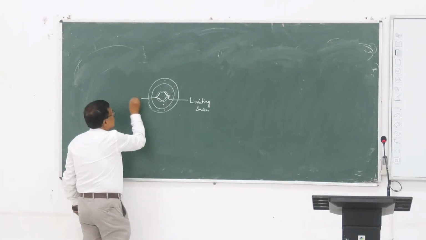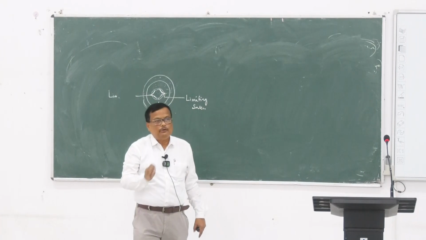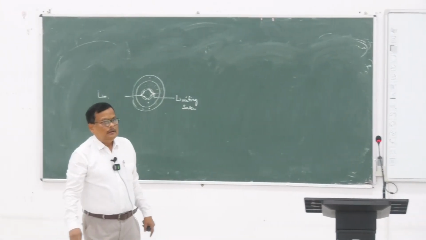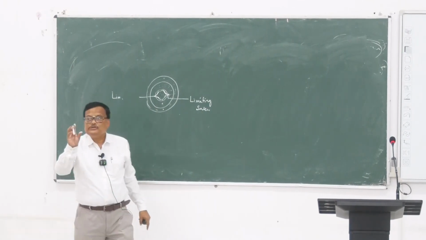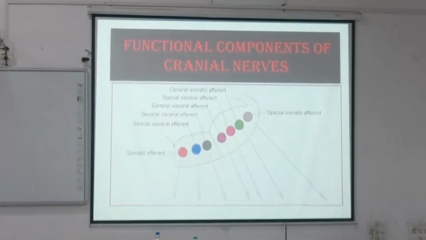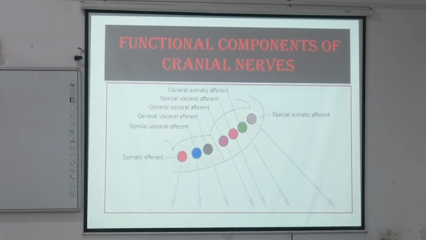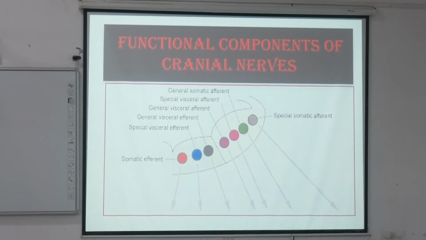One on either side, the limiting sulcus. Why is it called limiting? Now you will understand. In the mantle zone where the nerve cell bodies are present, they aggregate to form a mass we call nuclei.